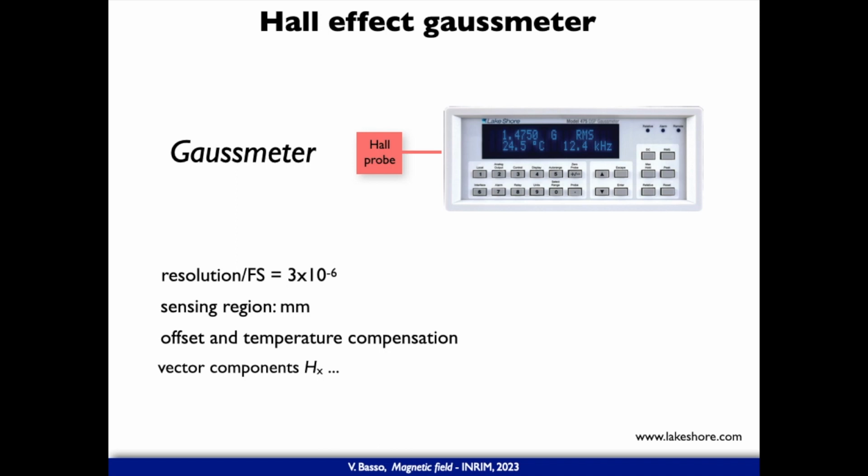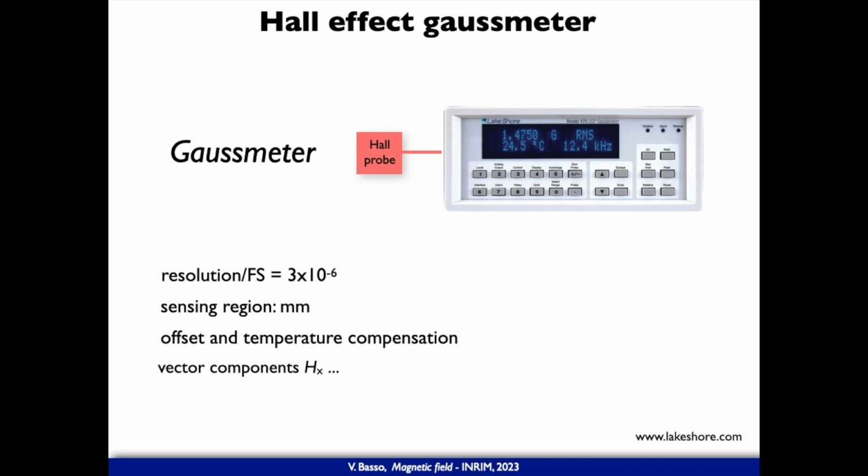They can achieve a very good resolution for the full scale. The sensing region can be as small as a millimeter. The main point is that they suffer from offset and temperature. So there will always be a voltage offset around, and the temperature compensation is critical, mainly because they are semi-metal and semiconductor. So there is some electronics, some compensation that has to be taken care of.